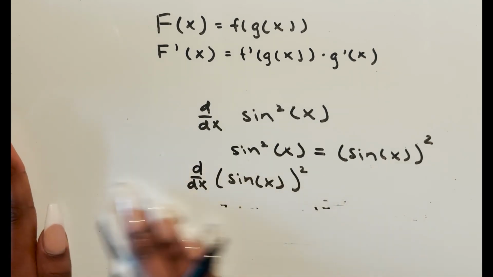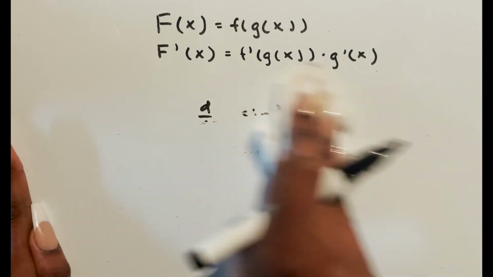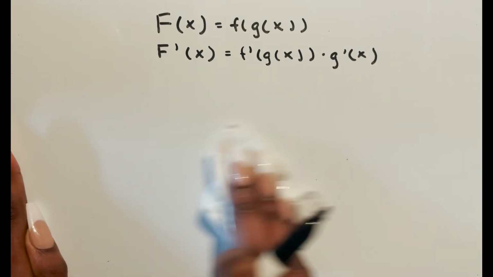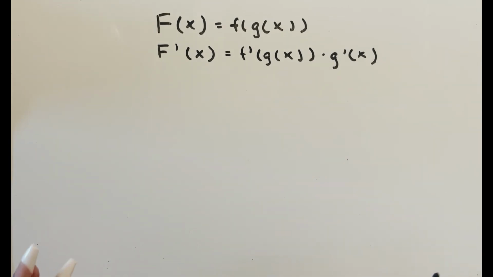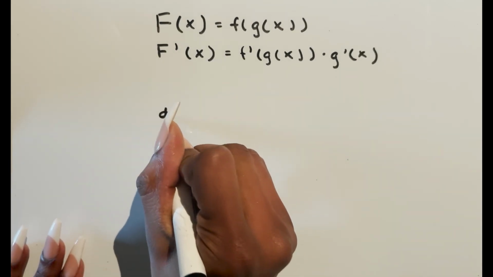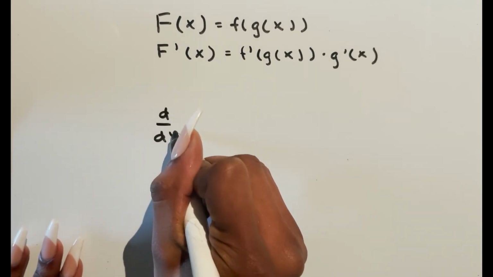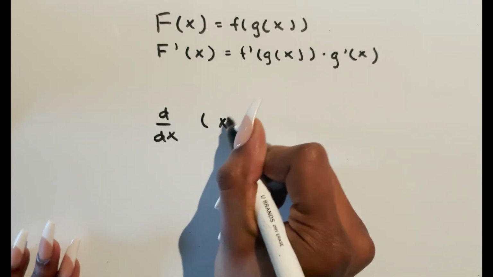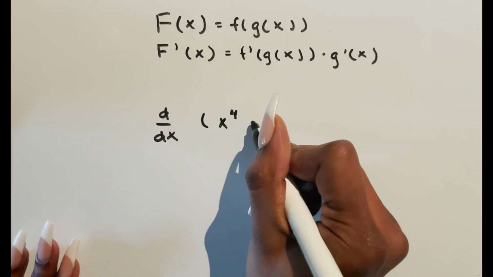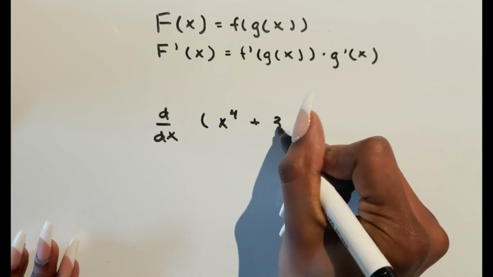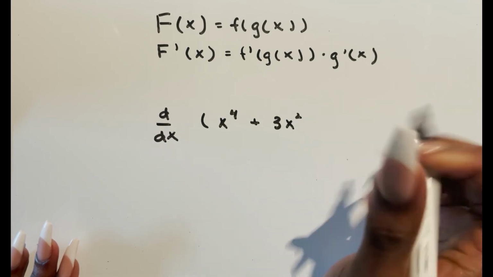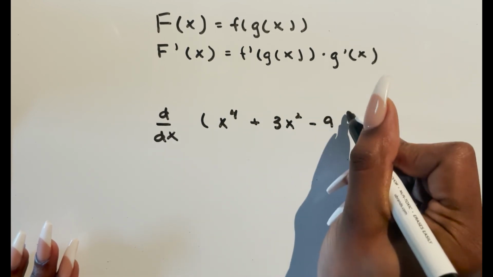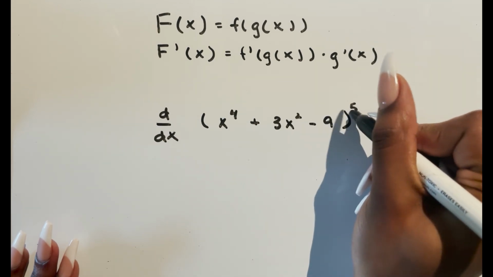Now, I'll leave you all with an example to do on your own. And once you find the answer, as I know you guys will, drop it down in the comments below. So take the derivative of (x raised to the 4th plus 3x squared minus 9) raised to the 5th.